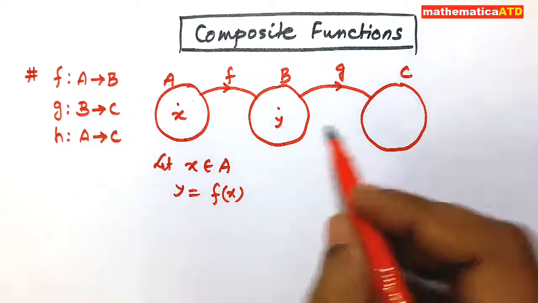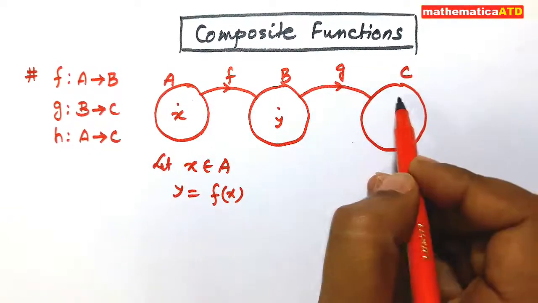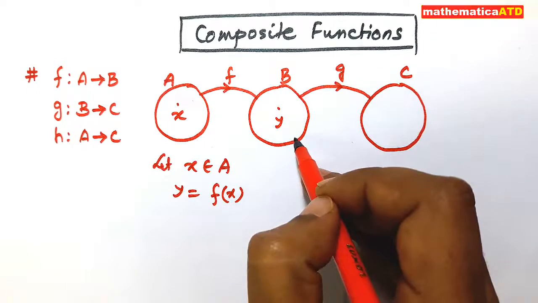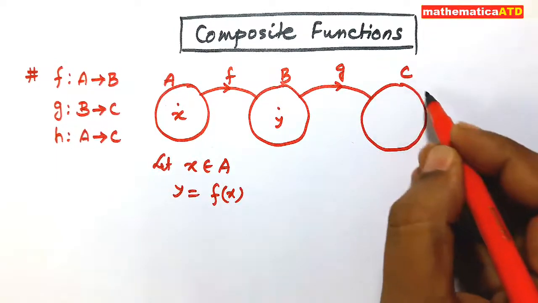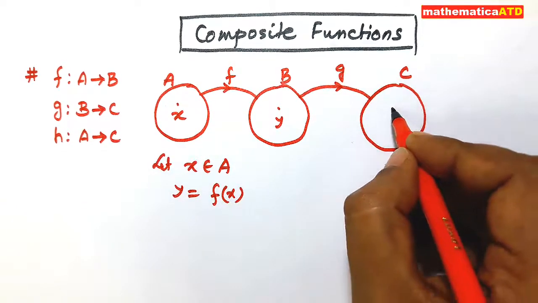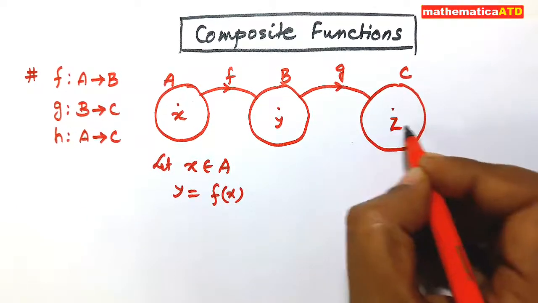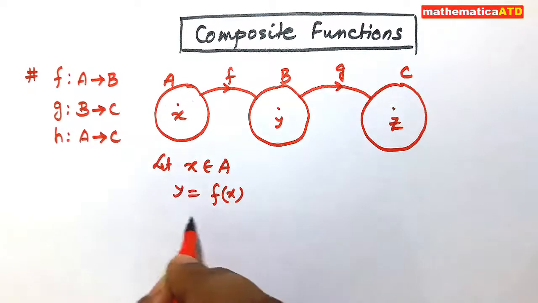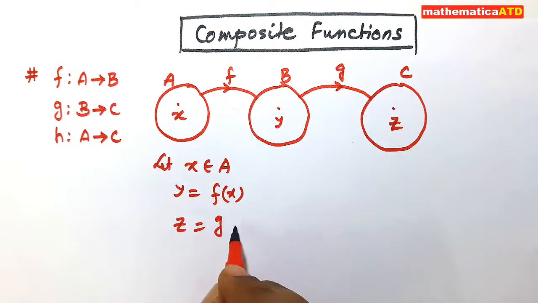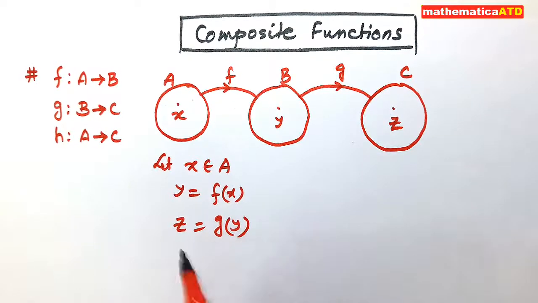Again friend, since g is a function from B to C and y is an element of the set B, then in the set C there will be an image. Consider that the image be z. So z is equal to g of y.